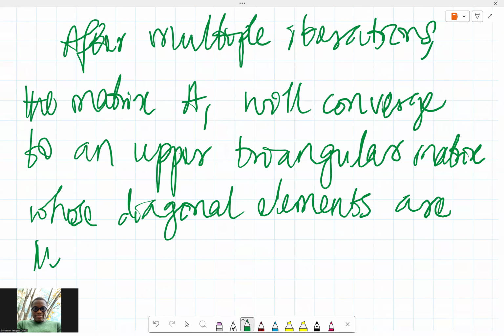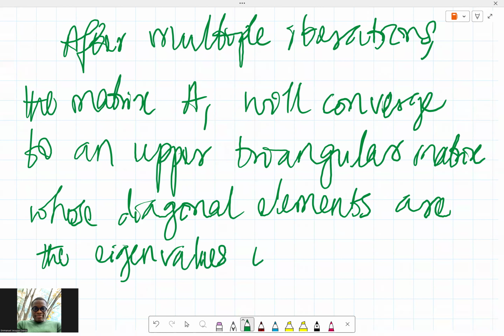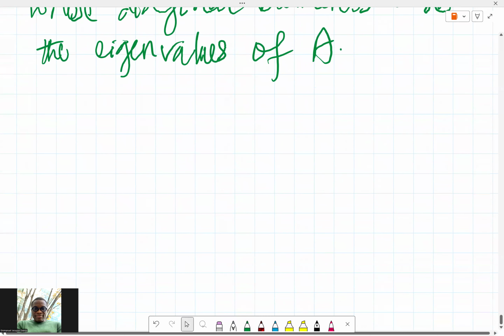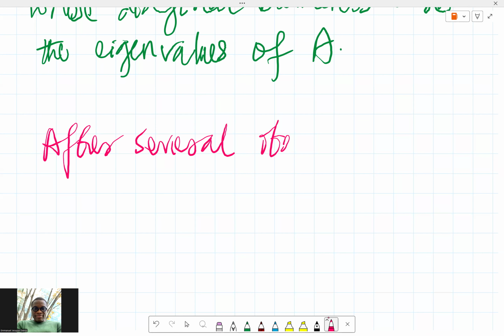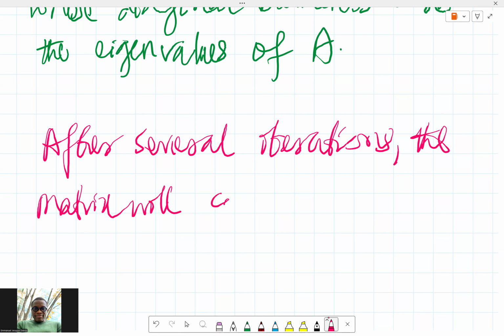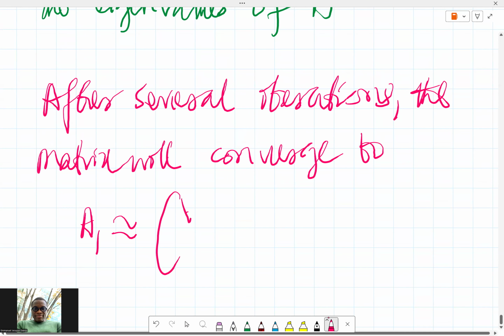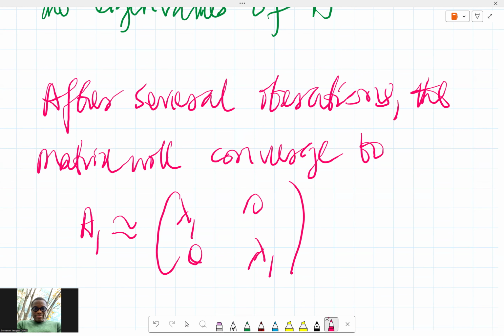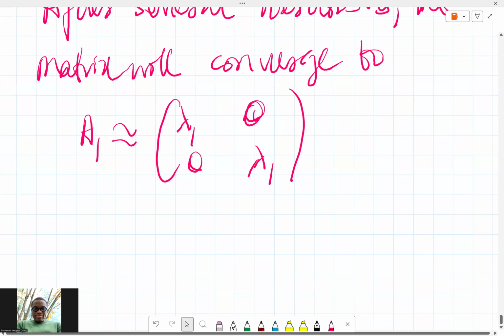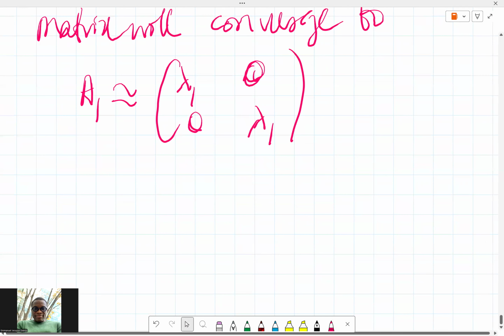are the eigenvalues of A. Okay. So after several iterations, the matrix will converge to something like this. A1, which is approximately lambda 1, 0, 0, lambda 2. So just like I told you, that 2 is already giving me hope because one of the eigenvalues of this matrix is 2, but the other one is 5. So this other one is still far from it.